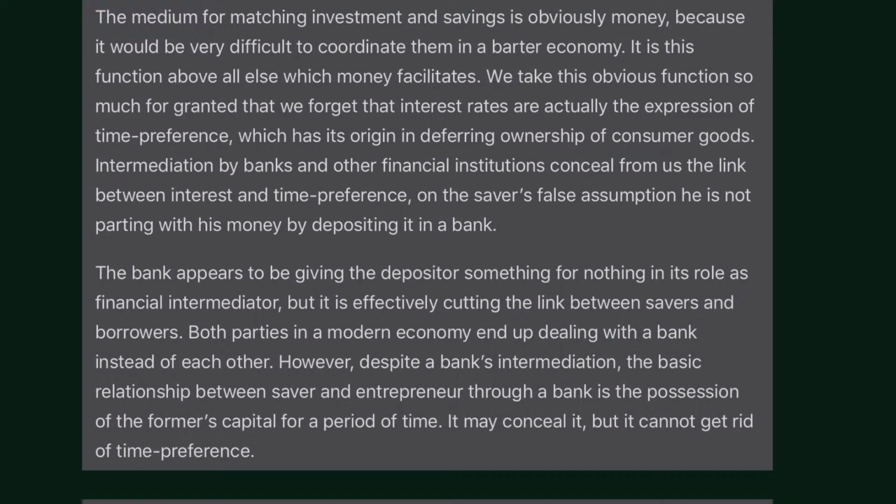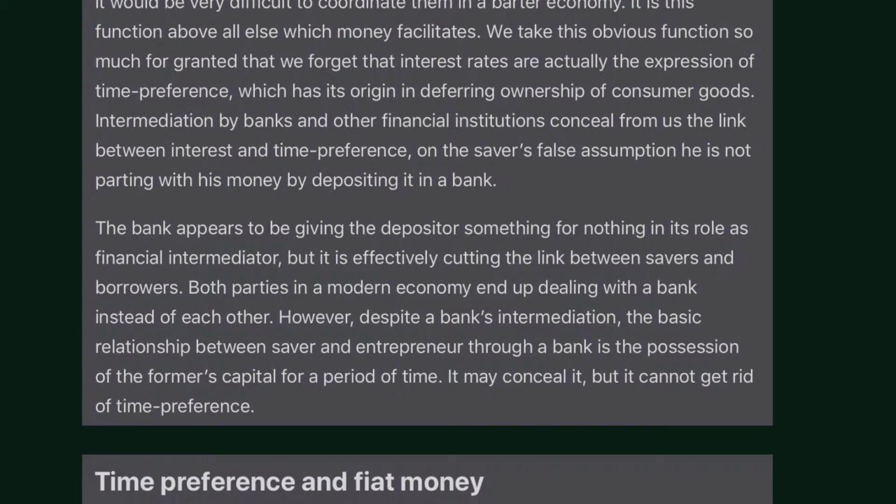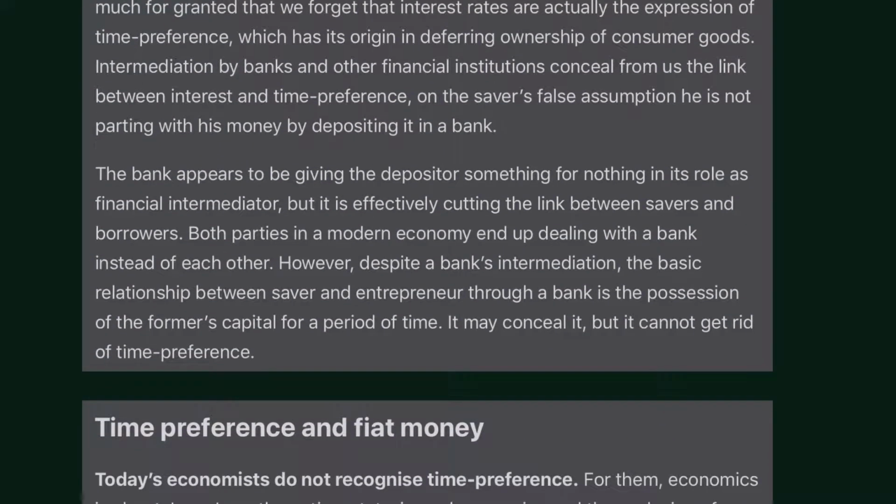The medium for matching investment and savings is obviously money, because it would be very difficult to coordinate them in a barter economy. It is this function above all else which money facilitates. We take this obvious function so much for granted that we forget that interest rates are actually the expression of time preference, which has its origin in deferring ownership of consumer goods. Intermediation by banks and other financial institutions conceal from us the link between interest and time preference.